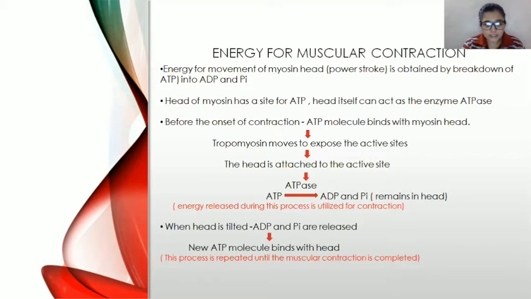And secondly, when the head is tilted backward, these two molecules, ADP and inorganic phosphate, are released, and the head comes back to the original position and a new ATP molecule binds with the head. This is the complete process of contraction, and this process repeats until the muscle contraction is completed. So these are the energy and molecular basis of contraction, and how the changes occur in terms of energy during muscular contraction.